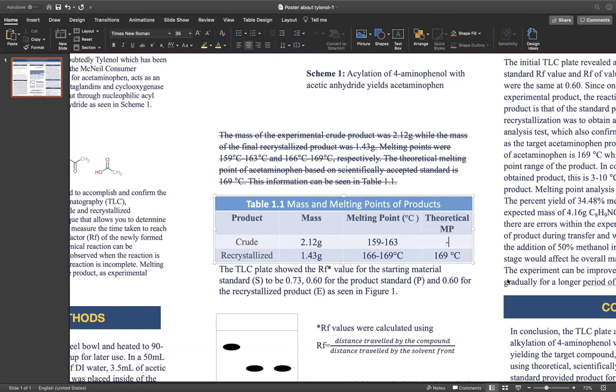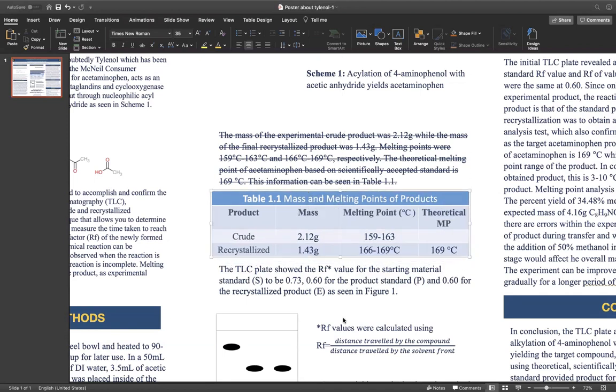And typically we just put a dash, not an X, if something is missing. But those are just little things, not necessarily that you'd get points off for, but you could make your life easier, right? And then in this case, I would move out. Okay, so mass and melting point of products. There was only one product, right? There wasn't really 2 products, crude and recrystallized product.